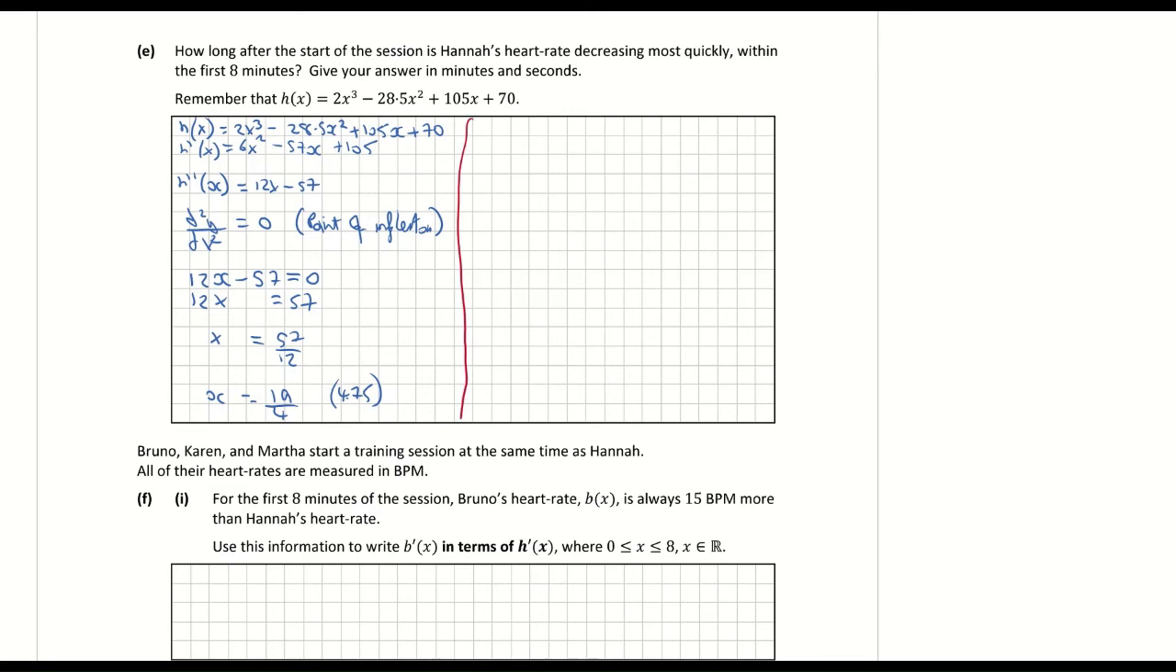It's asking us to find how long after the start of the session. So I don't need to sub that in because it's not asking me to find the heart rate. So my answer there is 4.75 minutes. Now the question is asking us to put our answer in minutes and seconds. So that's giving me 4 minutes, and 0.75 of a minute is 3/4 of a minute, which is 45 seconds. And if you're doubtful, you just multiply 60 by 0.75. So 4 minutes and 45 seconds would be the time.